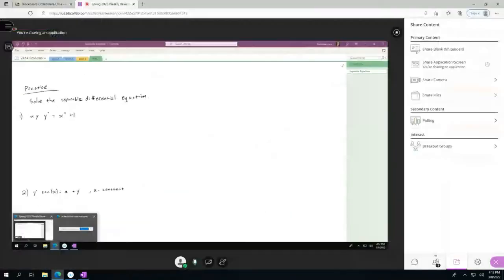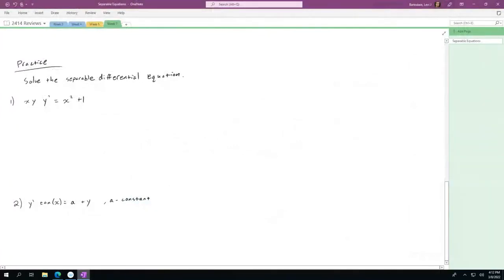All right, let's go over these. So first off, we have xy times y prime is equal to x squared plus 1. In order to separate this, we need to get all the y's on one side and all the x's on the other. So here, you can just divide both sides by x, and we have y times y prime is equal to x plus 1 over x. Now when we integrate both sides of this, we get 1/2 y squared is equal to 1/2 x squared plus the natural log of x plus c.